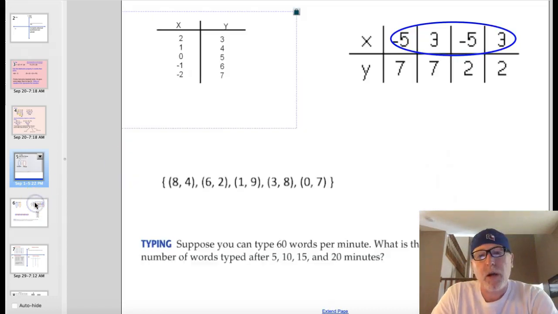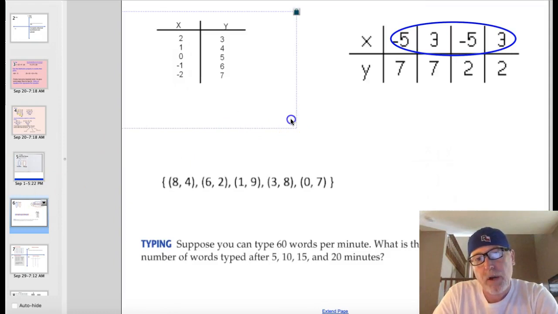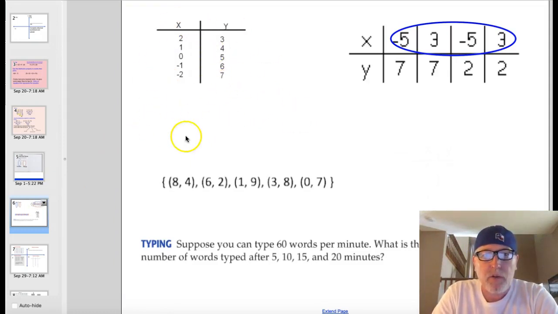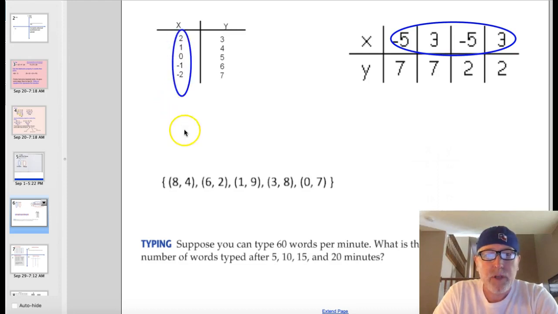Let's take a look at a few problems, and we'll do some guided problems. All right, why don't you identify the domain on this one here? There you go. Can you identify the range on this one here? That would be the Y value. It's there somewhere. There it is. How about the Y values here? What are they called? Domain and range.